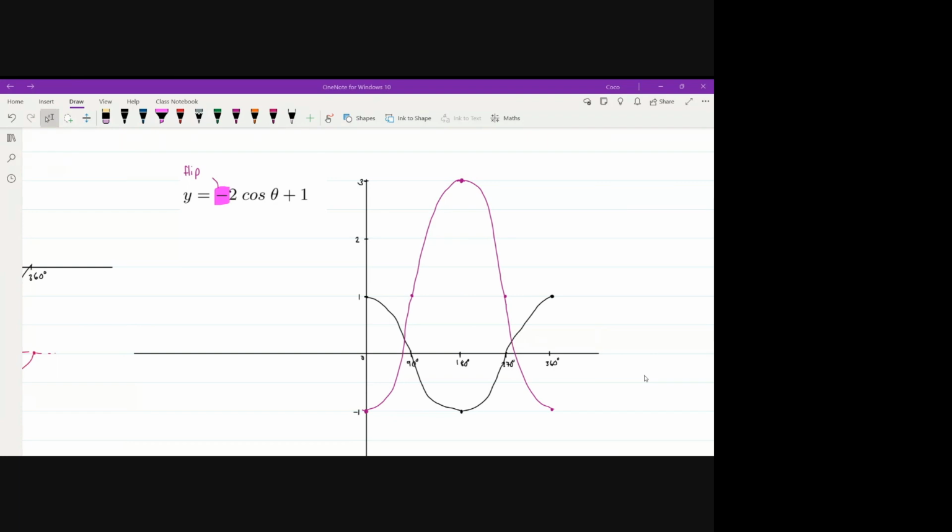It's made it bigger, or it's stretched it, in this direction. So the 2 has given our graph a stretch. And remember, we said that this stretch is actually our amplitude. So our amplitude will change as well. So this is a stretch, right? And what did the +1 do? What has the +1 done?